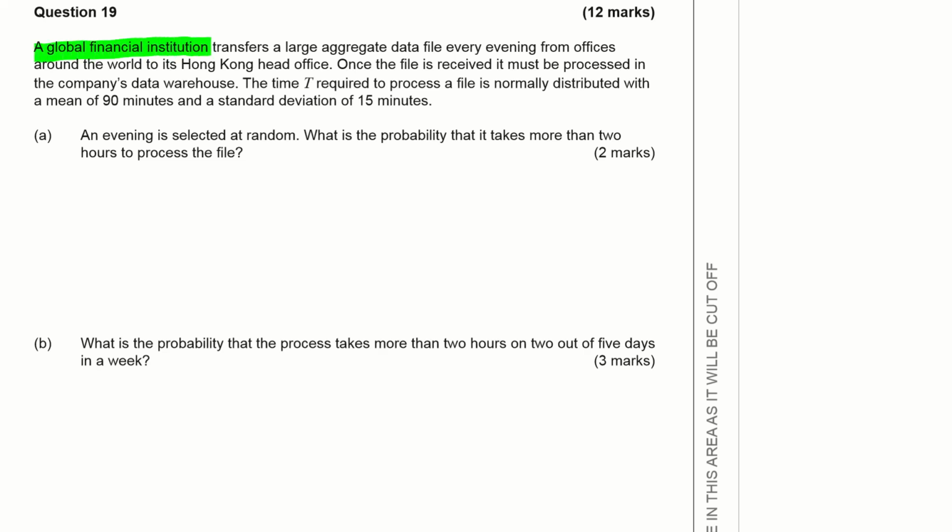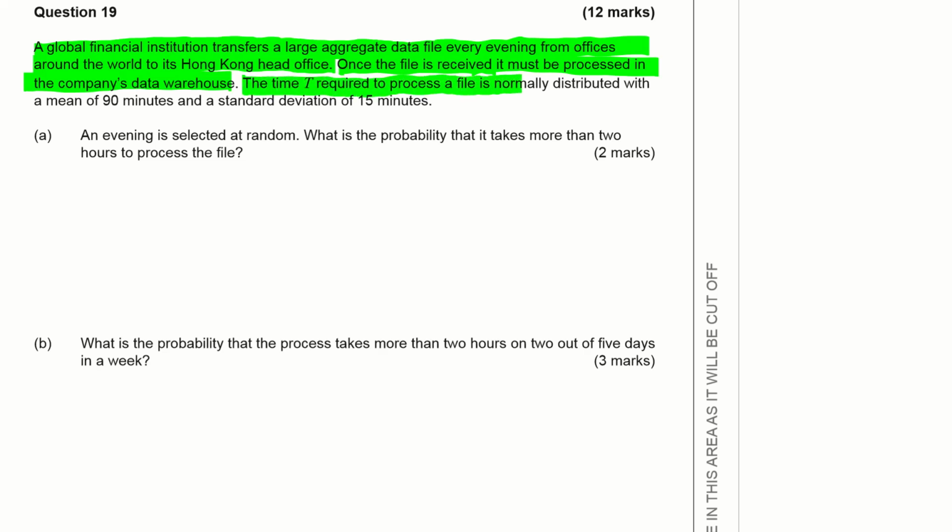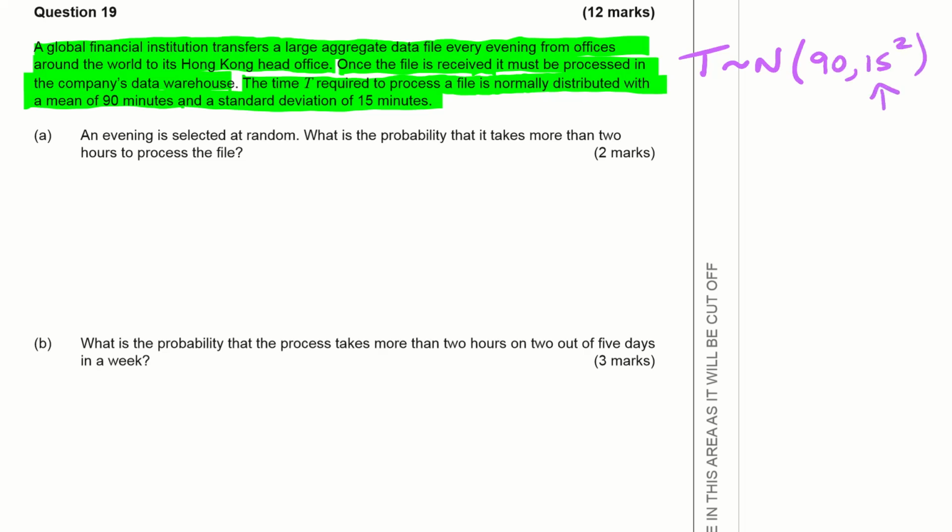A global financial institution transfers a large aggregate data file every evening from offices around the world to its Hong Kong head office. Once the file is received, it must be processed in the company's data warehouse. The time T required to process a file is normally distributed with a mean of 90 minutes and a standard deviation of 15 minutes. So immediately we can write down T is a normal, 90, 15 squared. Remember, this is the variance here.